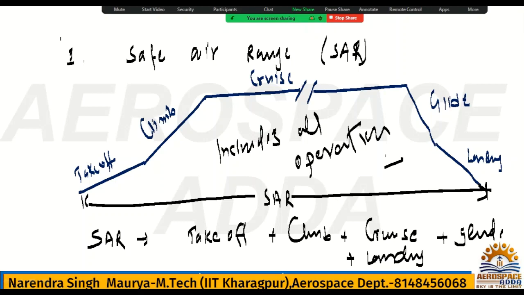Again, I will tell you. It will consider the amount of fuel required for each segment of flight, which includes takeoff, climb, cruise, glide, and landing. So the whole distance covered, from A to B, will be called the safe air range. Hope you understood. Just draw this diagram and you will understand. It's a very interesting thing. Don't write the definition; better you try to understand it by the diagram.